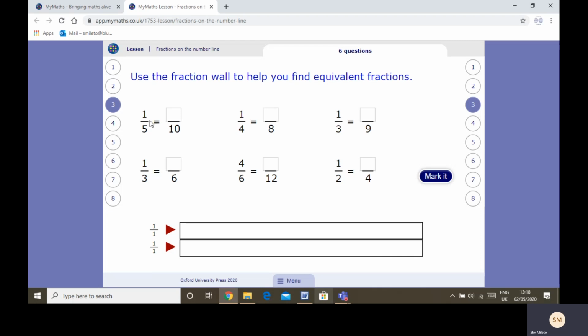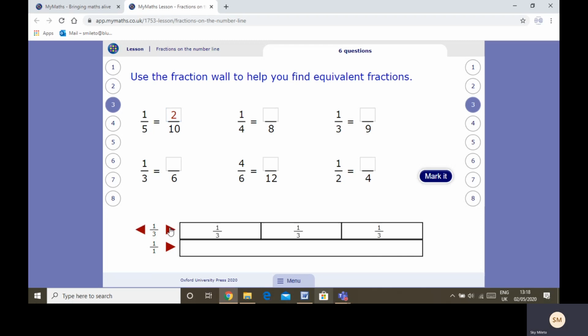And this is how. 5 and 10. We can see that we've times 5 by 2 to get 10. And therefore, we need to times 1 by 2 to get our top numerator. Whatever we do to the bottom, we must also do to the top. Always equal. Whatever we do to the bottom, we do to the top. Therefore, if we've times 5 by 2 to get 10, we times 1 by 2 to get 2.